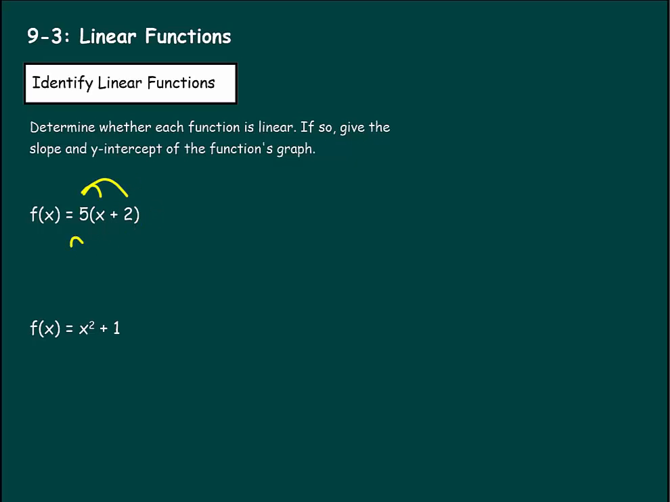So if we rewrite this, we'd have f of x equaling 5 times x, which is 5x, plus 5 times 2, which is 10. So is this linear? Well, this would be linear because it's written in the form of mx plus b, or the slope times the x plus the intercept, and we know that that's a linear equation. So the slope in this case would be 5, so m would equal 5, and the y-intercept would equal 10, so b would equal 10.